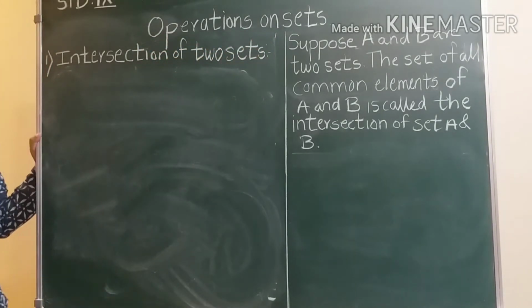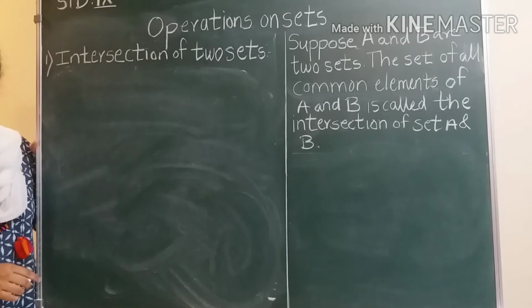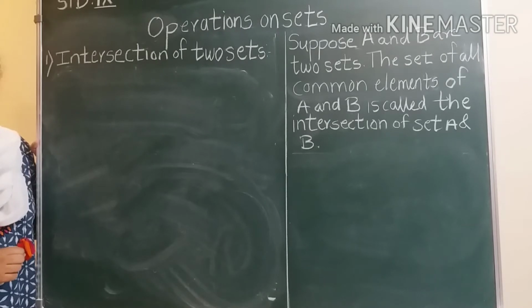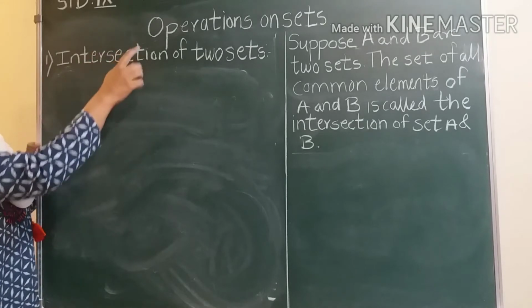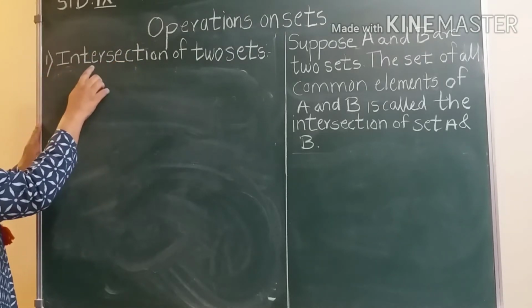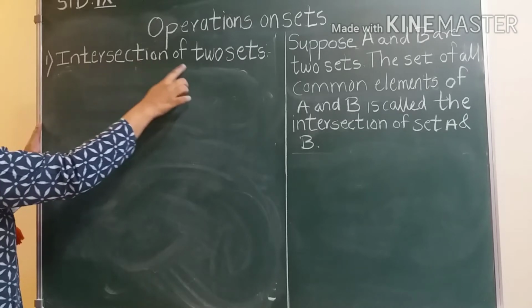We know the basic operations that are used in maths. Which are the basic operations that are used in maths? Addition, subtraction, multiplication and division are the basic operations that we use in maths. Now, we are going to study operations on set. So, first operation on the set is intersection of two sets.